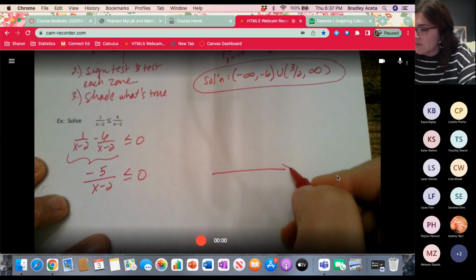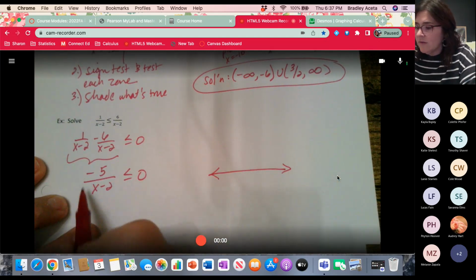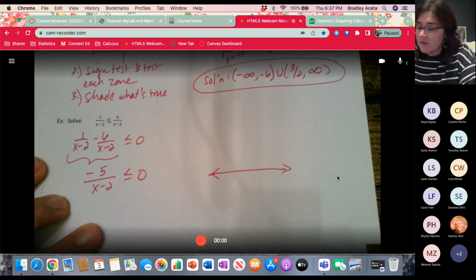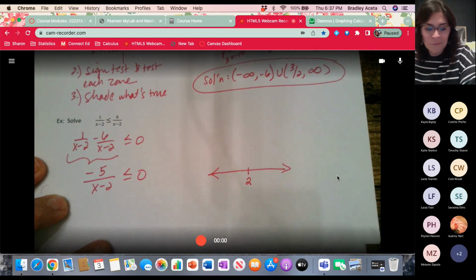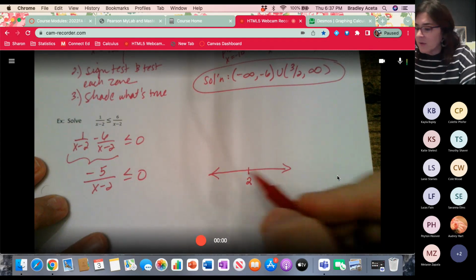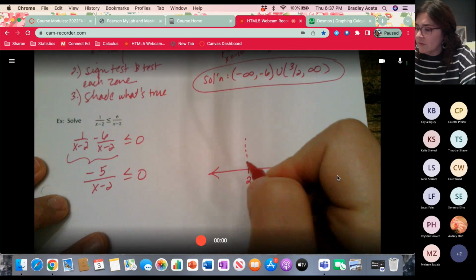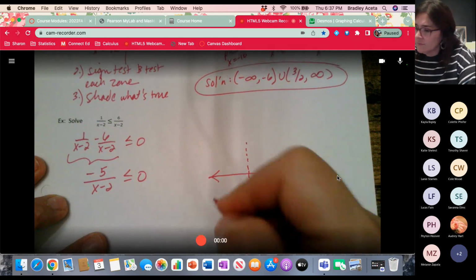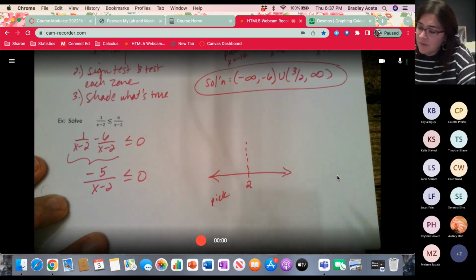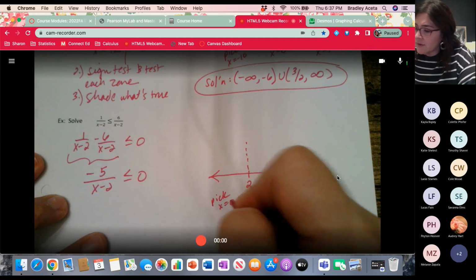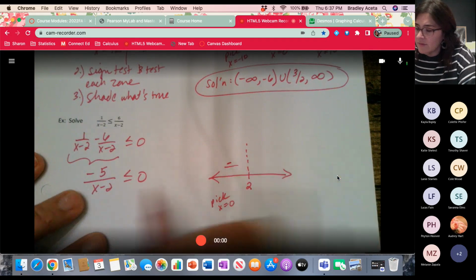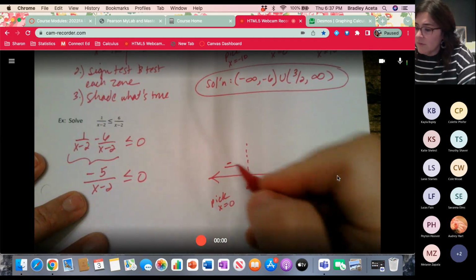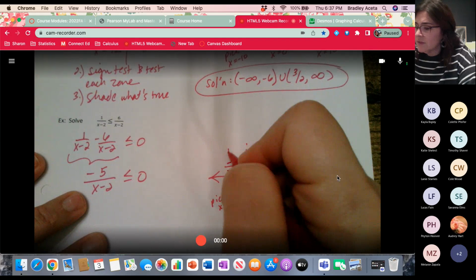So the sign test way would be whatever makes 0 on the bottom and the top. Nothing makes 0 on the top because it's already a -5, but 2 makes 0 on the bottom. And so I'm going to pick a number that comes before 2 and a number that comes after 2. So if I pick x to be 0, the top would be negative because it's -5. The bottom would be also negative, which means that's a positive.